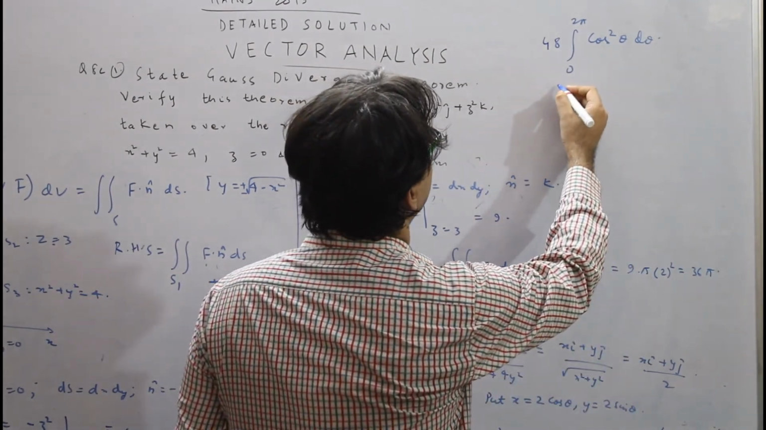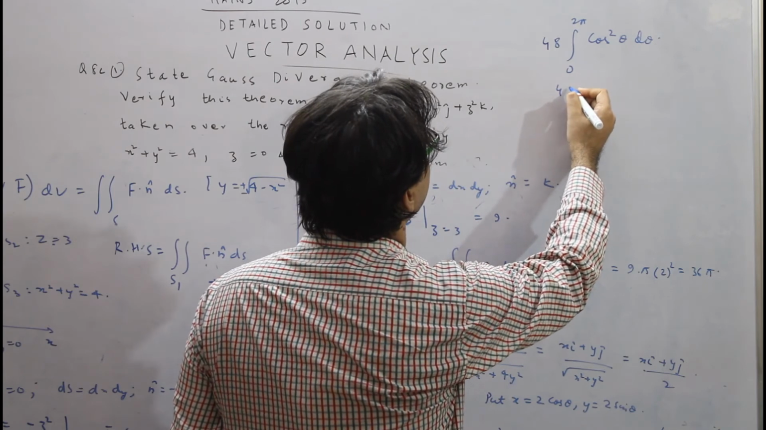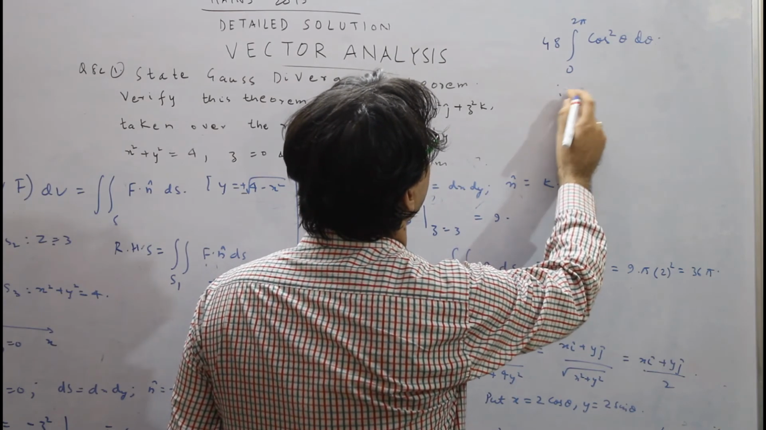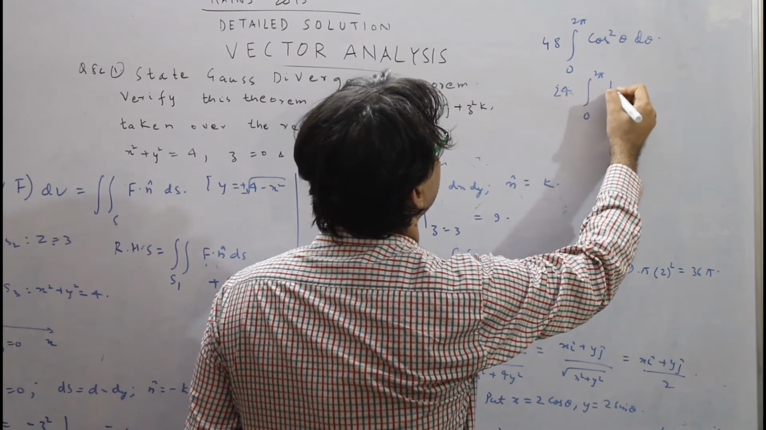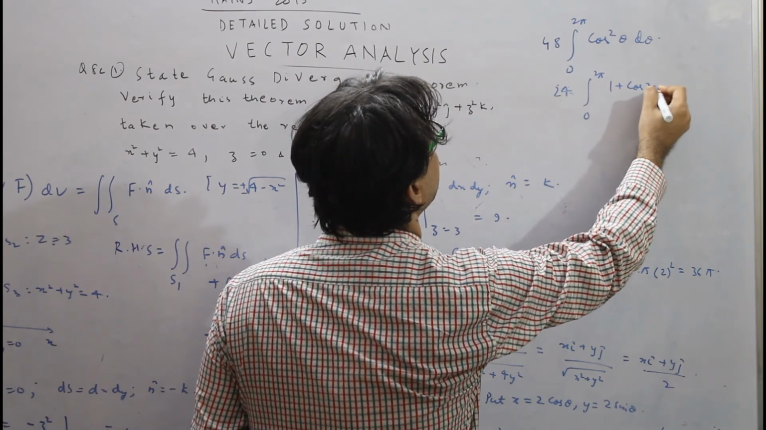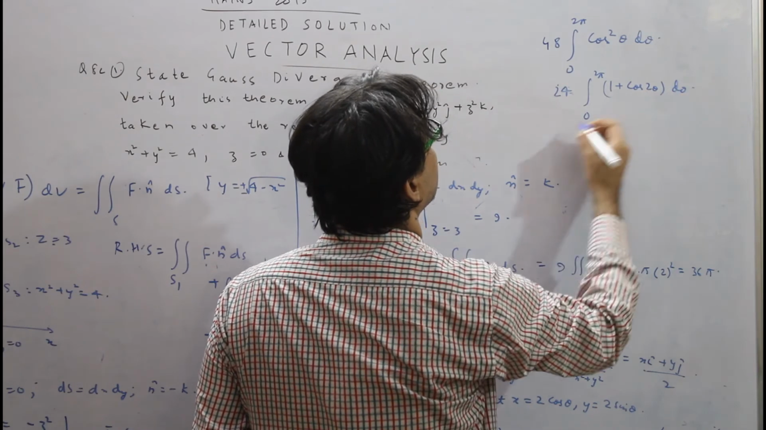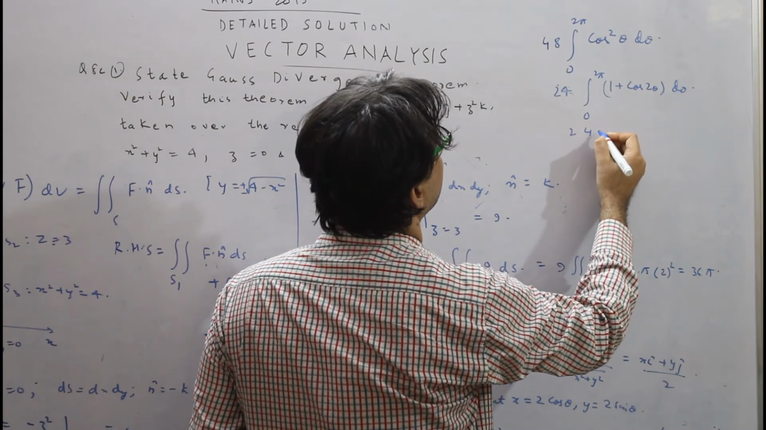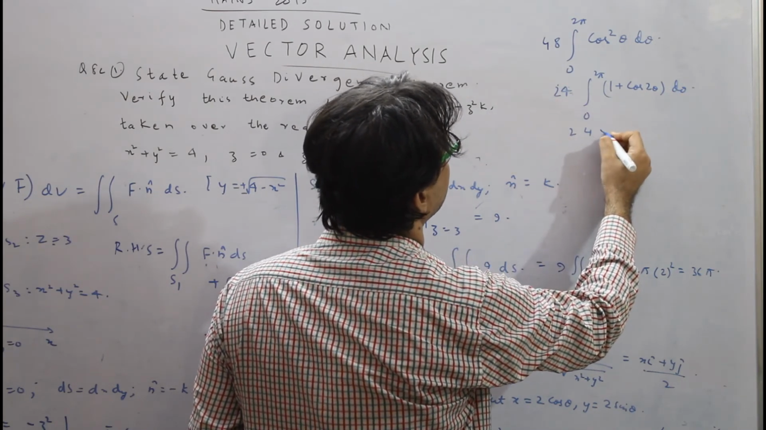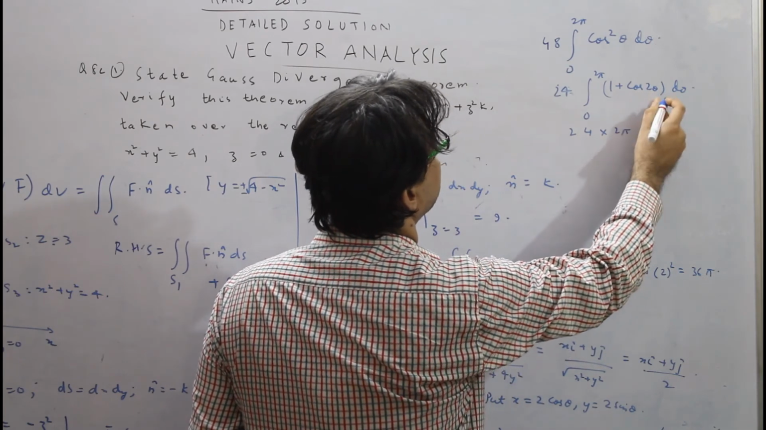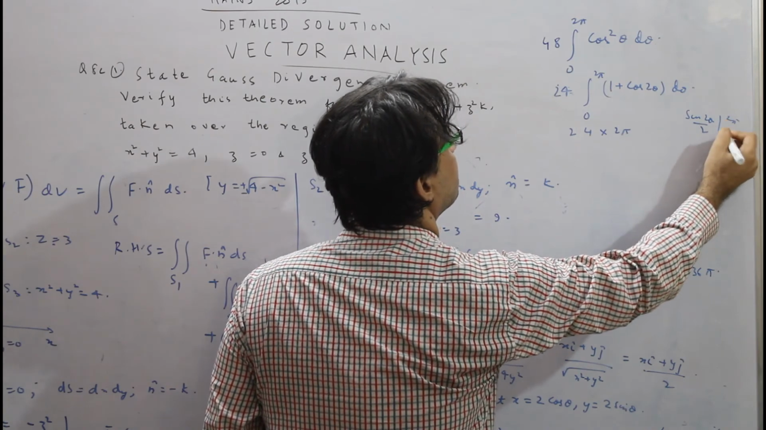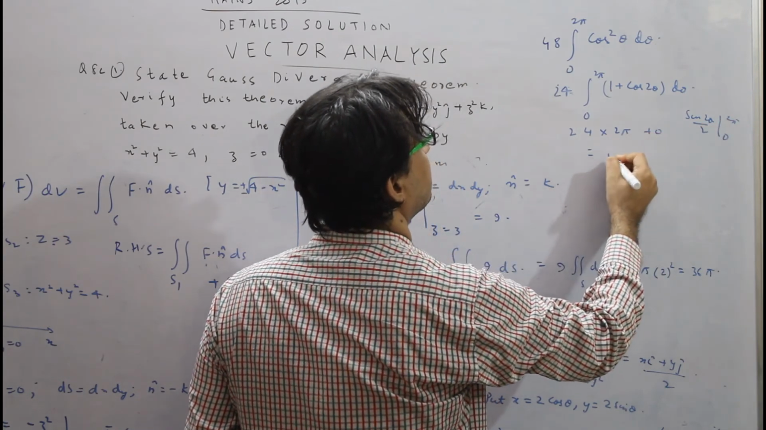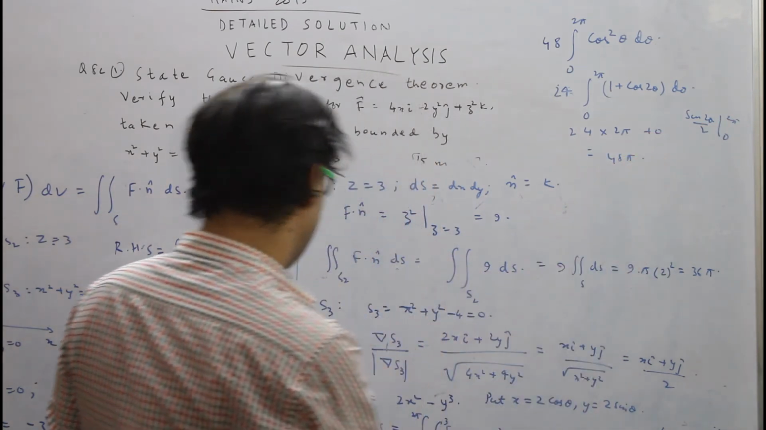So we can write this as 48, if I just write it as 24 times integral from 0 to 2 pi of 1 plus cos 2 theta d theta. So this becomes 24 into 2 pi, and the integration of sine 2 theta by 2 over 0 to 2 pi is 0. So we get our answer as 48 pi for this S3.